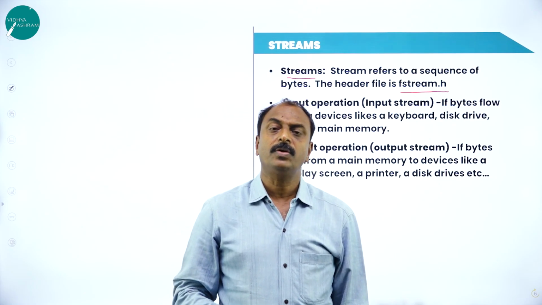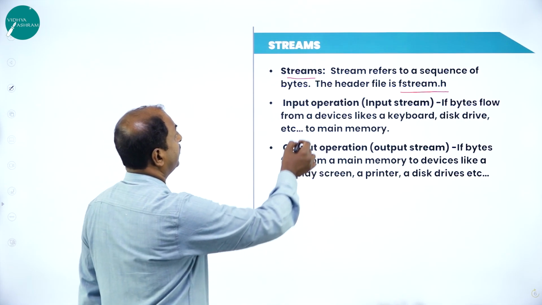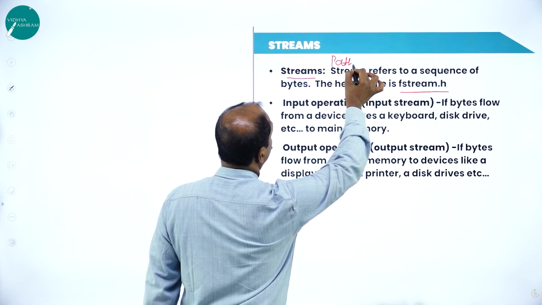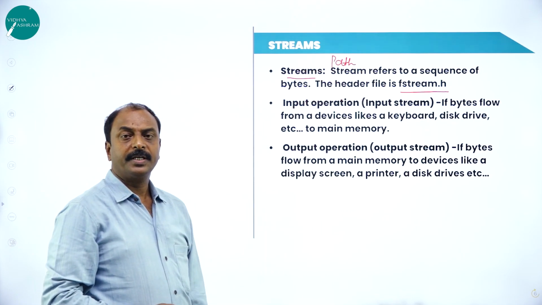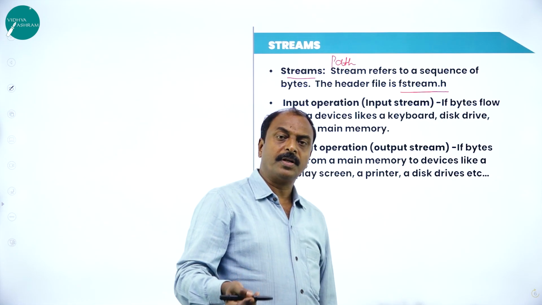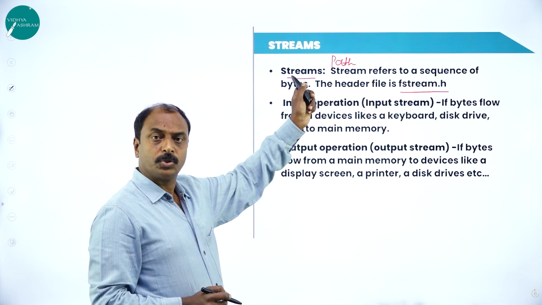It is in the form of bytes. So a stream is nothing but a path where the data flows from the input device to memory, and from memory to output devices, through this path or through streams.